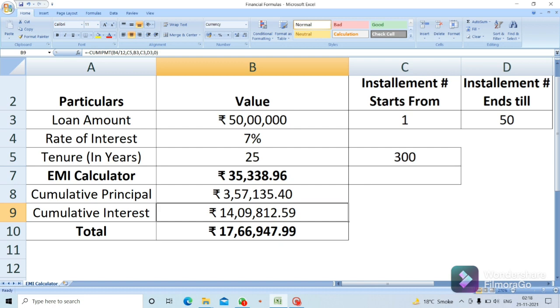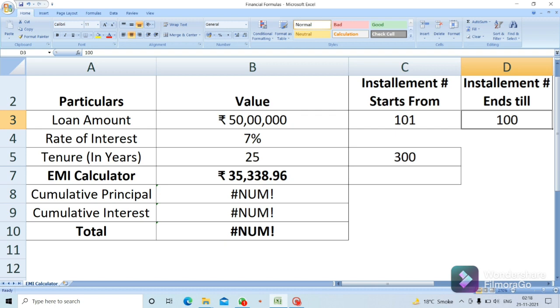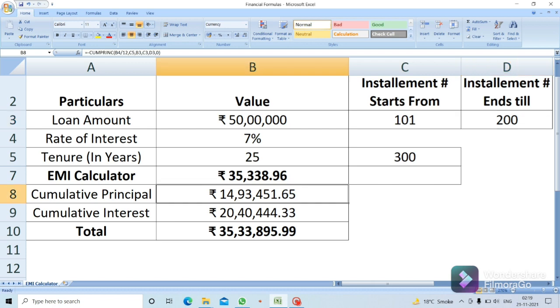If I want to know how much principal and how much interest we have paid till the 100th installment, I can change the value from 50 to 100, and we will see the total principal and total interest paid from the first till the 100th. If you want to know how much we have paid from the 101st installment till the 200th, this will give the total principal and total cumulative interest from installment 101 till 200. This is how we can calculate how much principal and how much interest we have paid till a certain number of installments.